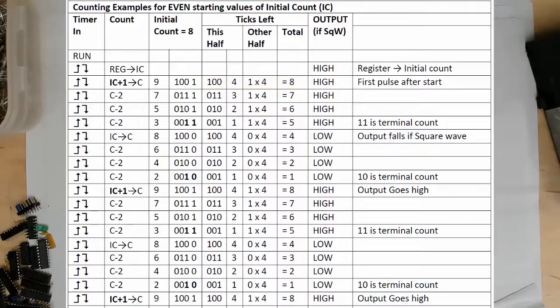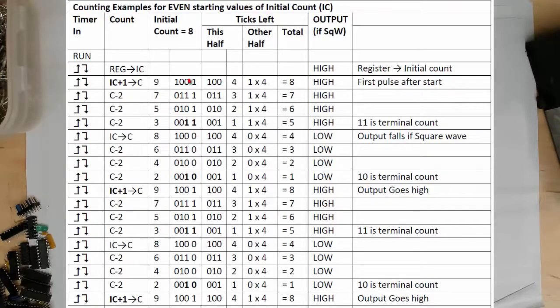Let's do another example. We do tick tick, so we decrement 2, we're down to 5. 5 is 0, 1, 0, 1. We look, the flag is still 1, same kind of thing. This is the example we did earlier. We have 2 ticks left in this half. We have 4 ticks left in the other half for a total of 6. We get on down to where we have done 2 more ticks.